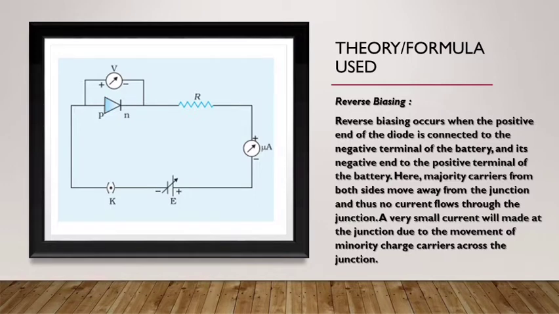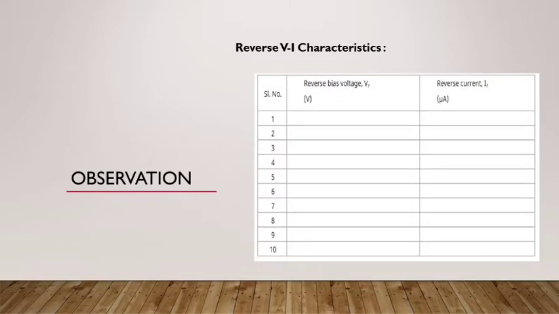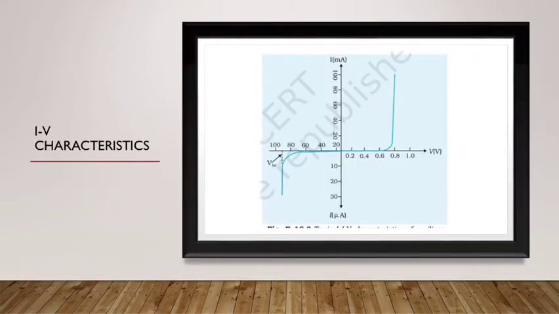This is the observation table. In the observation table, we will note readings when the practical is taken. You can draw the table, same as for reverse VI characteristics. And this is the graph you ultimately draw when you have sufficient readings of the voltmeter and the current.